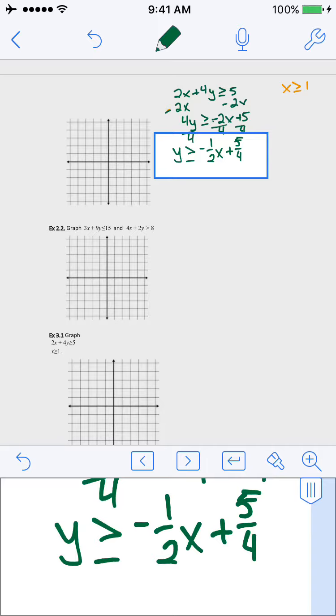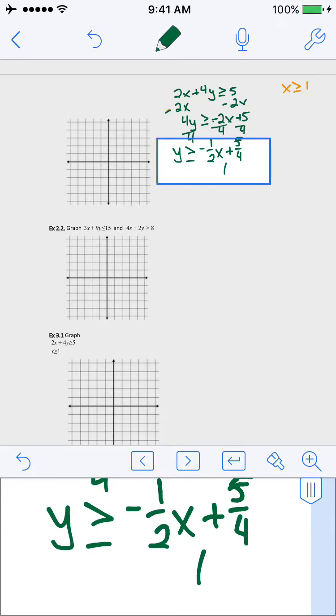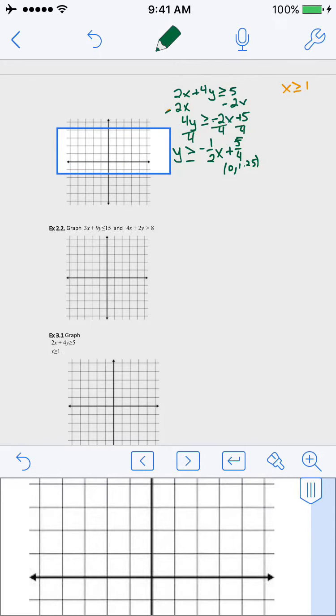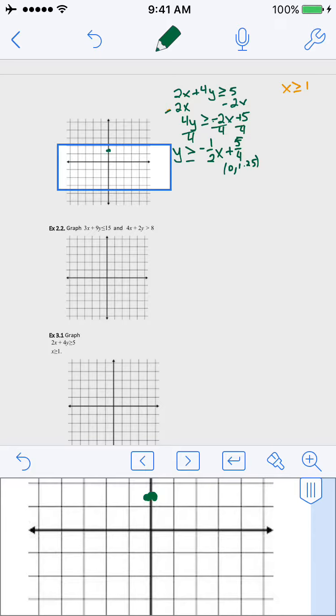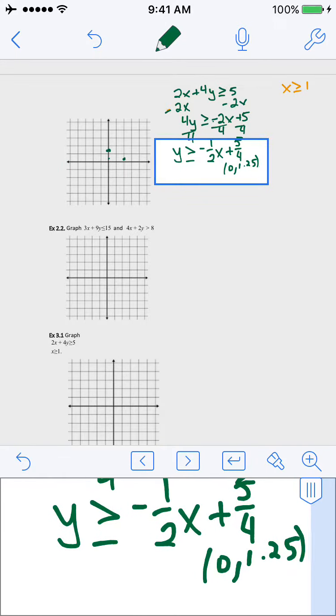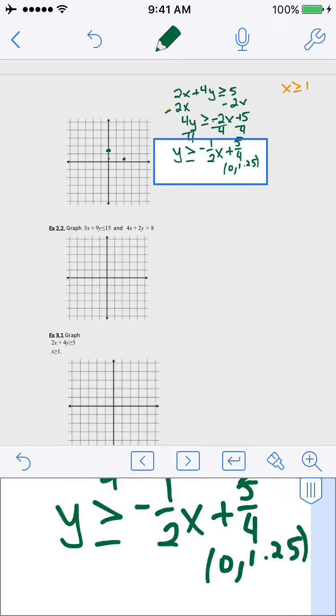This gives us a y-intercept of 5/4, right? And 5/4 is about 1.25. So we will go draw our y-intercept at 0, 1.25. So that'll be over here, and it'll be going over nothing, up about 1.25. That's our good starting point. And then our slope tells us to go down 1 and over 2, so we'll go down 1 to about 0.25 and over 2 right there. Alright. And since it is greater than or equal to, we will need a solid line.